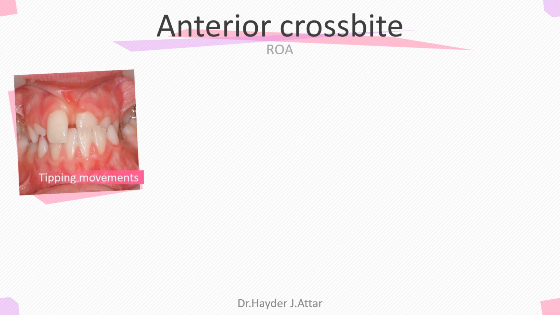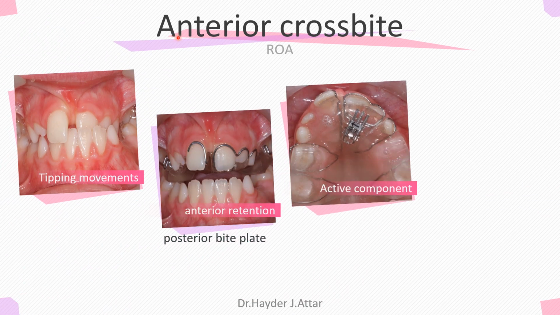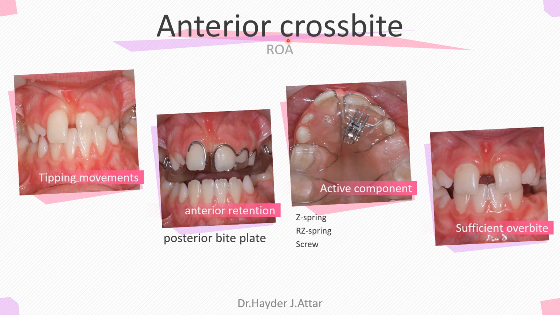The appliance used in the correction of the anterior crossbite is mostly the removable orthodontic appliance, and when the movement of the teeth needed for the correction of the anterior crossbite is tipping movement, we prefer the removable orthodontic appliance. In the removable orthodontic appliance, we need a good anterior retention because the active component may cause displacement of the appliance.